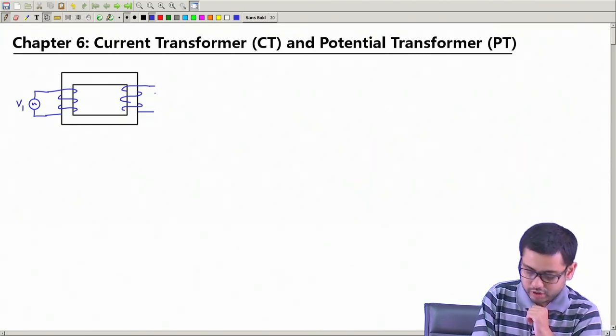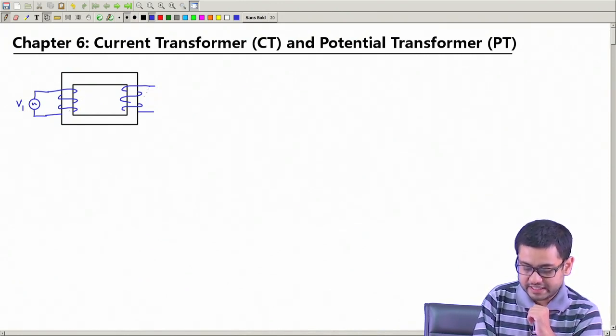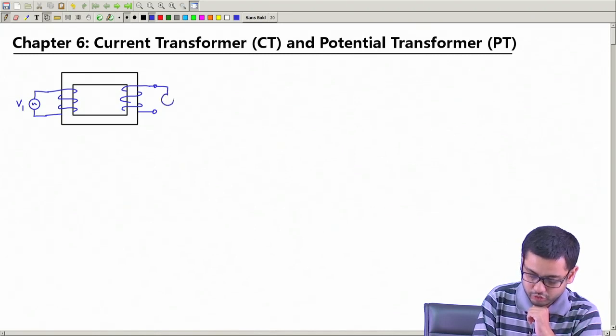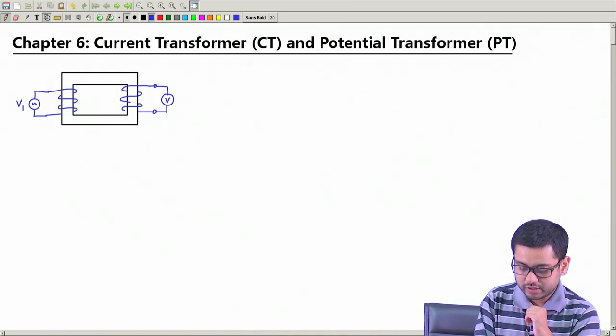then we know that a voltage is induced in the other coil, which we call the secondary coil. If this is the primary coil, then this is the secondary coil, and here we will get some voltage. So, if we connect a voltmeter, then we will have a voltage detected by this voltmeter.